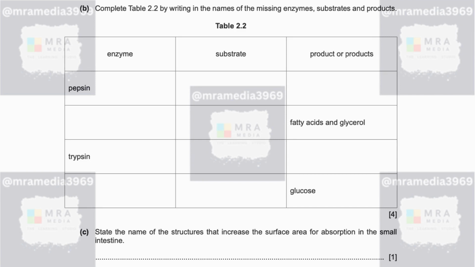Complete Table 2.2 by writing in the names of the missing enzymes, substrates, and products. Pepsin. Right, so pepsin is an enzyme produced in the stomach. The primary substrate of pepsin is protein, and the products of its action are shorter peptide chains and individual amino acids. These smaller peptides and amino acids are then further broken down and absorbed in the small intestine during the digestive process. Therefore, we can fill it as protein for the substrate and the products are either amino acids or peptides.